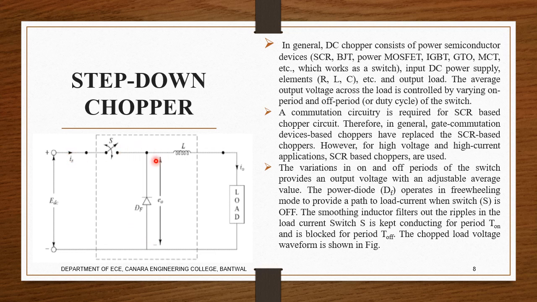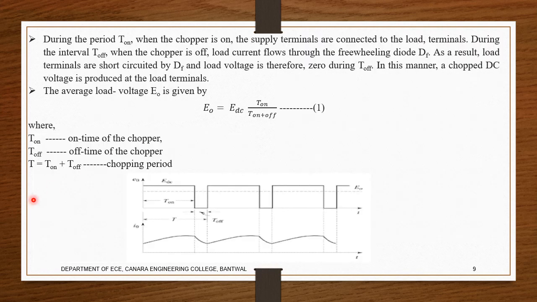Whatever ripples there are in the load current, the switch is kept on during T on. During T off it is blocked off. So you can observe the load voltage here. This is the EDC that we are providing, and this is the constant voltage that we are getting as E0 here.